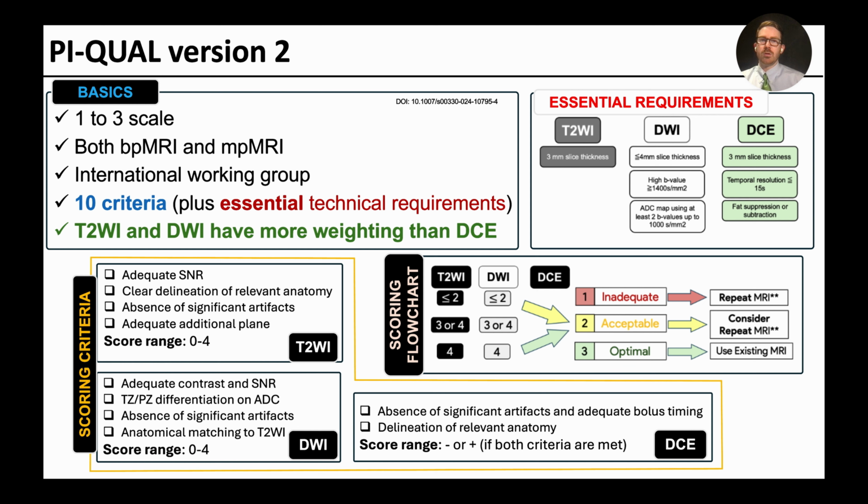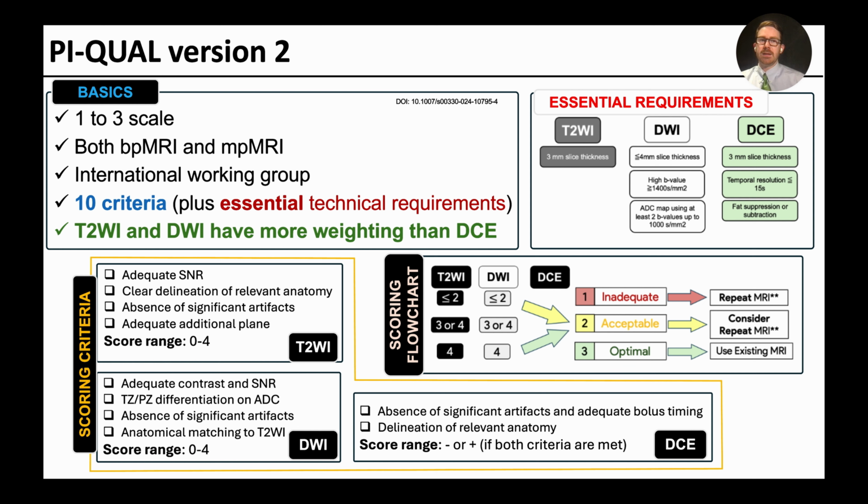An exam receiving a score of 1 means that 2 or less criteria were met on either diffusion weighted imaging and or T2 weighted imaging, and it means that dynamic contrast enhanced imaging did not meet both criteria. This indicates that the exam is inadequate, and the recommendation is to repeat the exam. Note that an exam receiving a score of 1 can be upgraded.